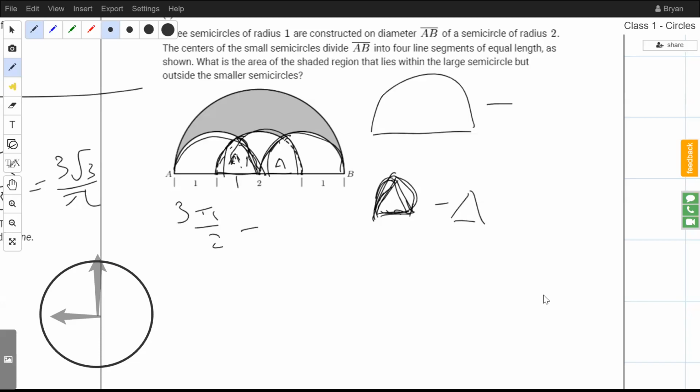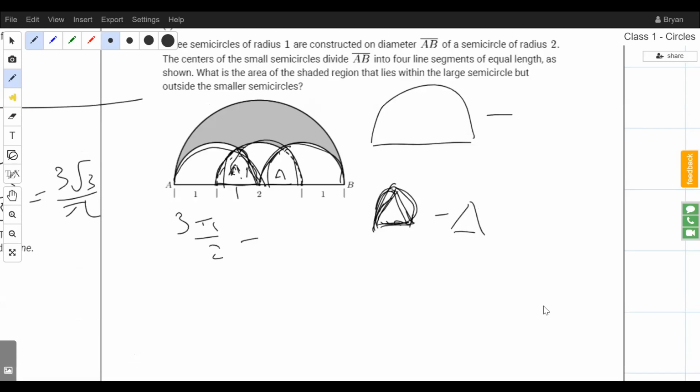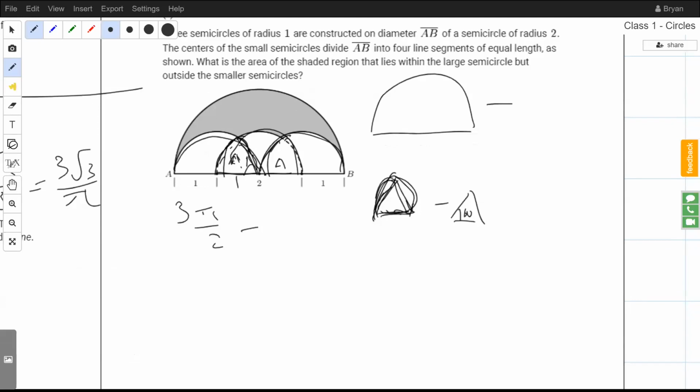But okay, so we know it's equilateral, so each angle is just 60 degrees. Now, a 60-degree angle means that it's 1/6, that's 60 over 360, of the area of the total of the big circle with the radius of 1, right? So the area of this sector would be 1/6 pi. And by symmetry, the area of a sector like that is also 1/6 pi.